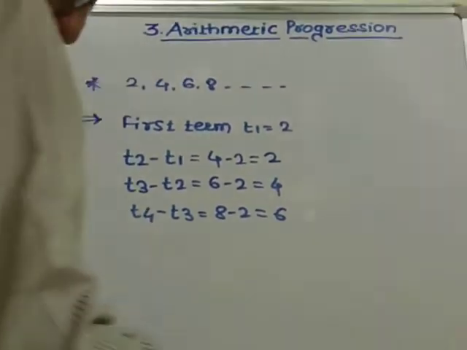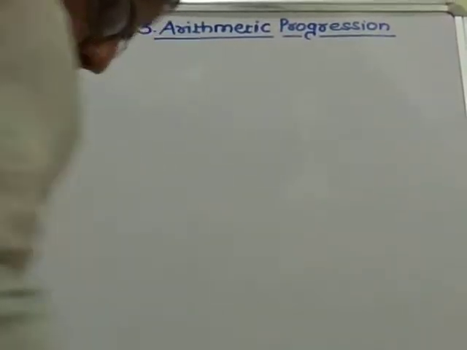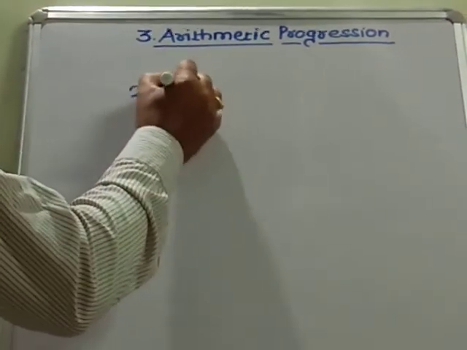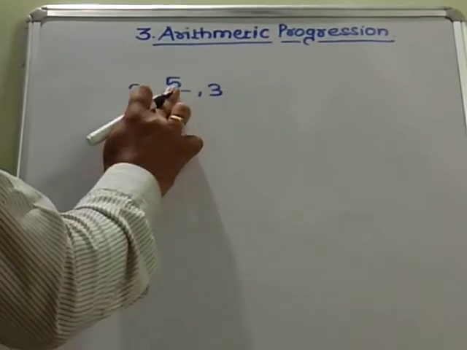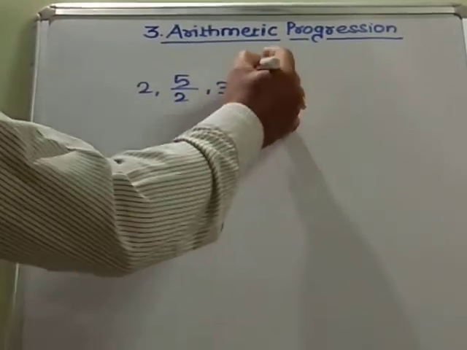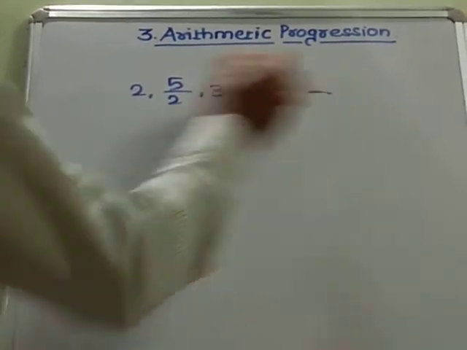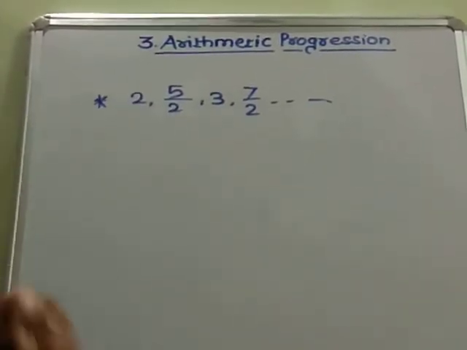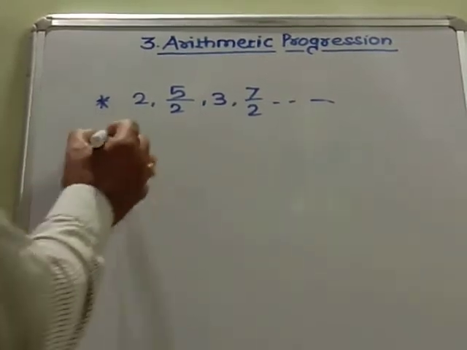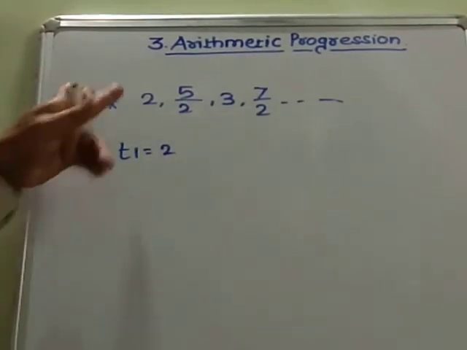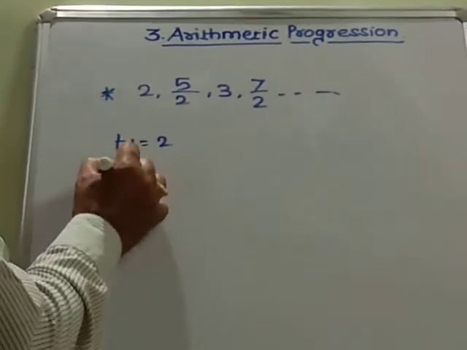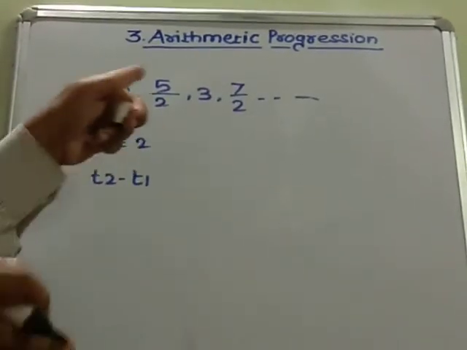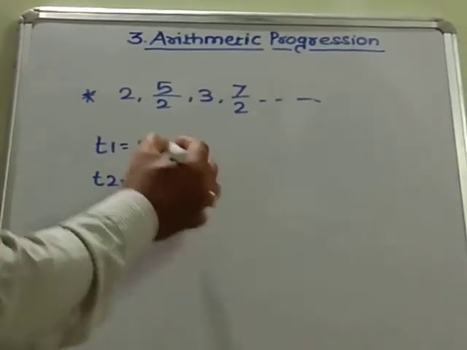Okay, we are going to take another example: 2, 5 by 2, 3, 7 by 2. Is this sequence an arithmetic progression, yes or no? If yes, then what is the common difference? Find out. Here the first term T1 is 2. Then what is T2 minus T1? How do we calculate the difference? We subtract the previous number from the number.